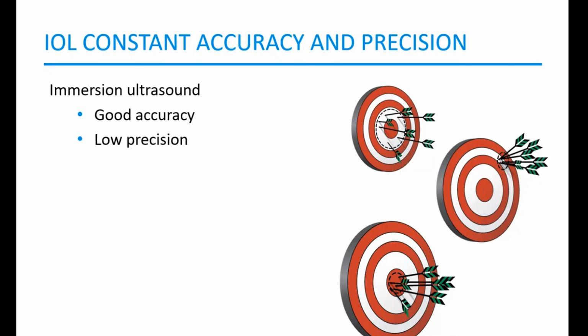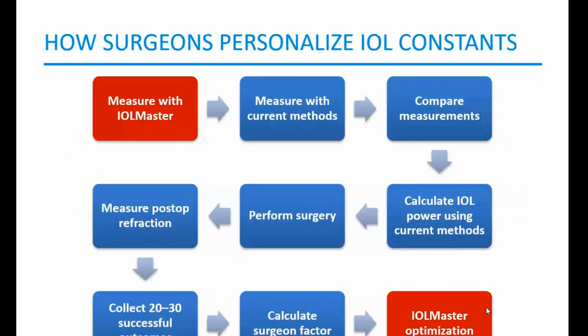So the key then is to find out how far away these results are from the target, and then titrate the lens constant so that we can achieve emmetropia for the future cases of the surgeon. So the process is performing the surgery, taking the post-op measurements, and then collecting 20, 30 outcomes, and then calculating the surgeon factor. I wouldn't say they are successful outcomes; they would be not so successful because they are not accurate in terms of the result. That's why you need to perform personalization. Based on those results, you can then calculate the surgeon factor.